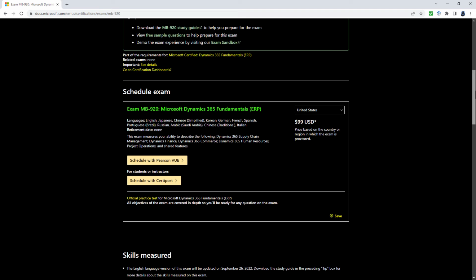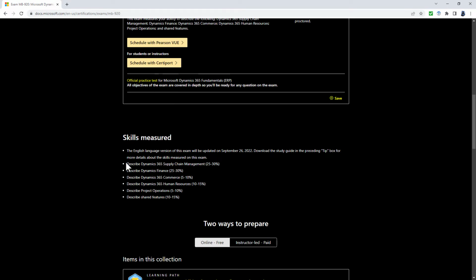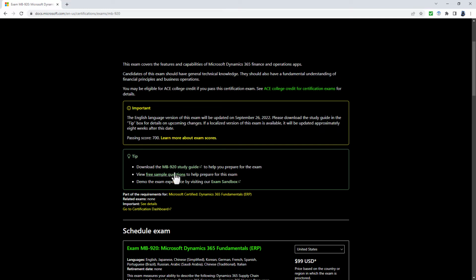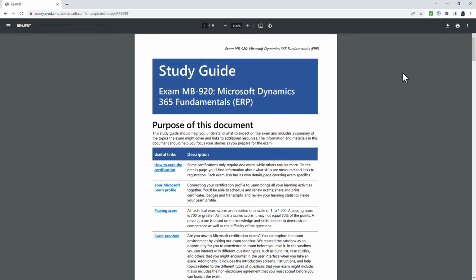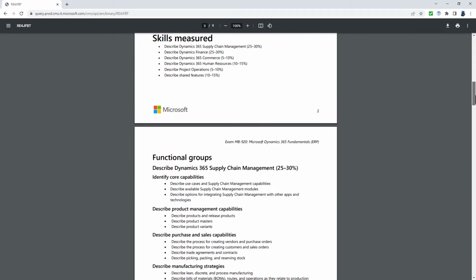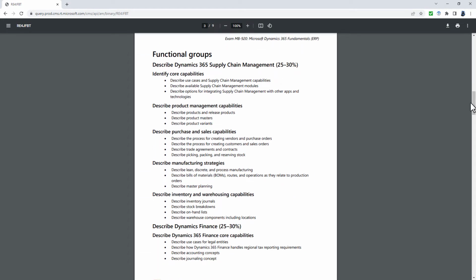So if I scroll down, you can see that the skills measured are Dynamics 365 Supply Chain Management, Finance, Commerce, Human Resources, and Project Operations, together with some shared features. Now, if I scroll back up, we can download the MB-920 study guide. And what you'll see on the screen is the current study guide up to September the 25th, 2022. So I will show the changes that will be made after that.